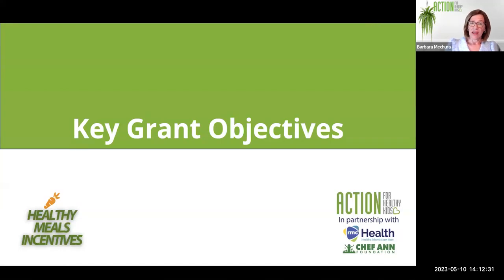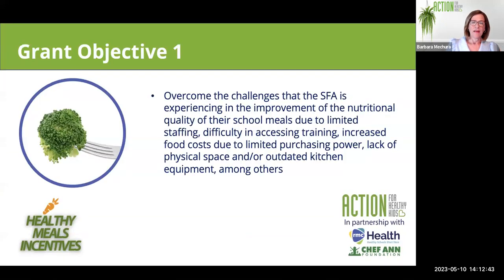There are three main grant objectives. Your proposed grant activities should be clearly aligned with all three objectives listed in the request for applications. The first objective of this grant is to help school food authorities overcome the challenges in the improvement of the nutritional quality of their school meals. These challenges could be due to limited staffing, difficulty in accessing training, increased food costs due to limited purchasing power, or lack of physical space or outdated equipment.